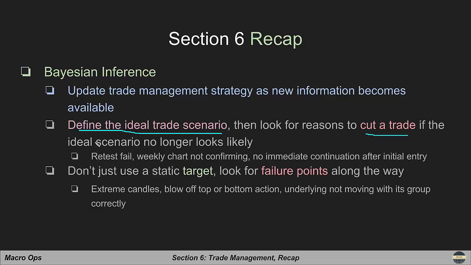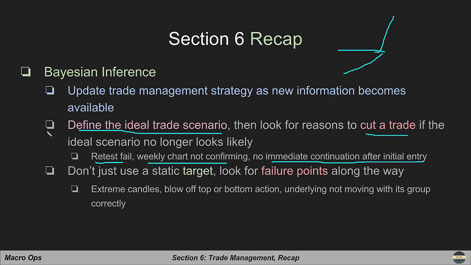And then we talked about common things that would tell us from our trading if we weren't going to get that ideal trade scenario. So for instance, the retest of the breakout failing, or the weekly chart not confirming, or no immediate continuation after initial entry. These are all signs that we're not going to get our ideal trade scenario, which we defined as a breakout running straight up to a target in one nice strong move.